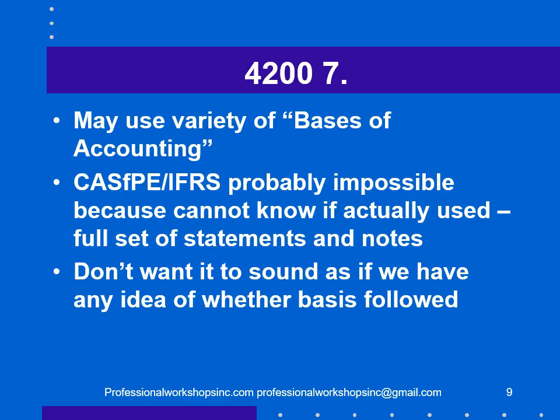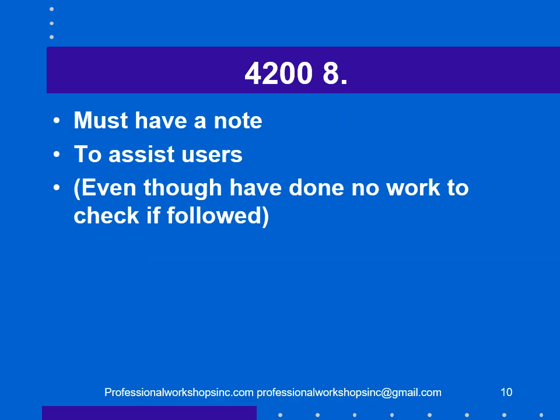The other thing you have to be very careful about is that you have to have a note describing the basis of accounting, and you don't want it to sound as if we have any idea whether or not the basis was followed. So it has to be a very simple basis of accounting that we could perhaps have some clue as to whether or not it had been followed, something like: the basis of accounting is this is what management gave us. Paragraph 8, you must have a note that describes the basis of accounting.